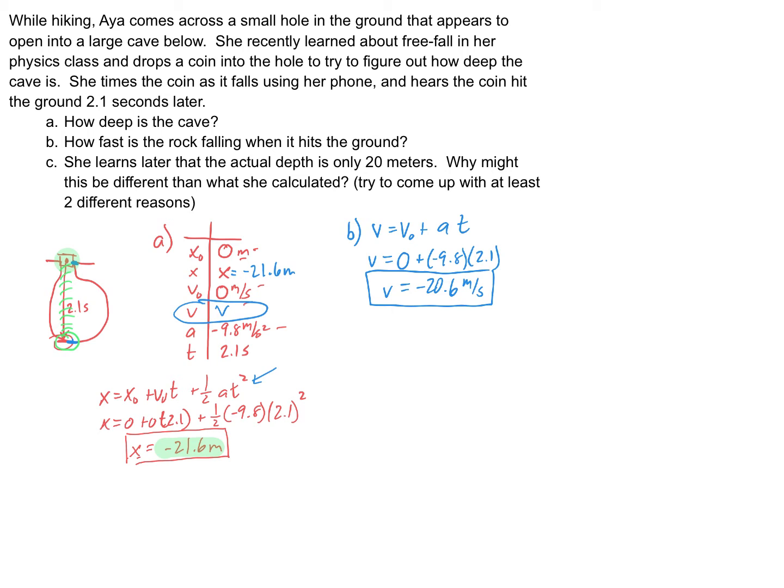Another option could possibly be, maybe she just timed it wrong, right? It doesn't say anything about her using a camera, which wouldn't do any good anyway, because maybe she can't see the bottom. But her timing could have been off, and that could have resulted in a slightly different answer. So lots and lots of good reasons as to why she might get a different number than the actual height.